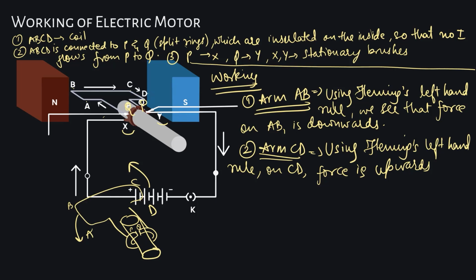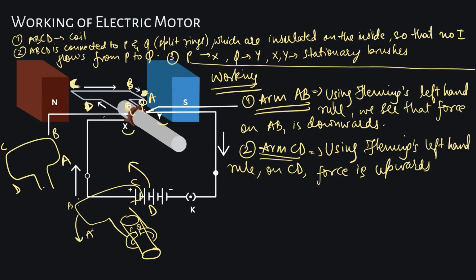Then which arm was attached to Q? The arm was DC. Okay, and here which arm was attached to P? Look at this. First A and then B. So A and B. This D is not here. So the shape of the coil once it experiences force is C, D, C, B and A. Now the coil looks like this.